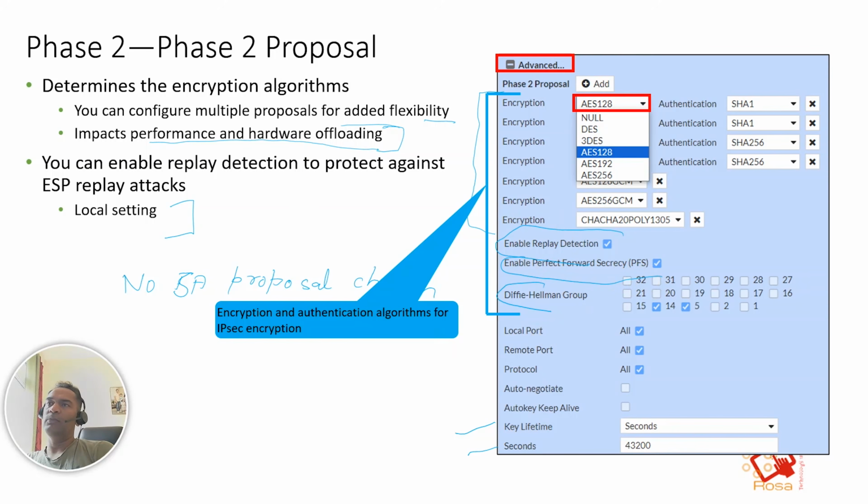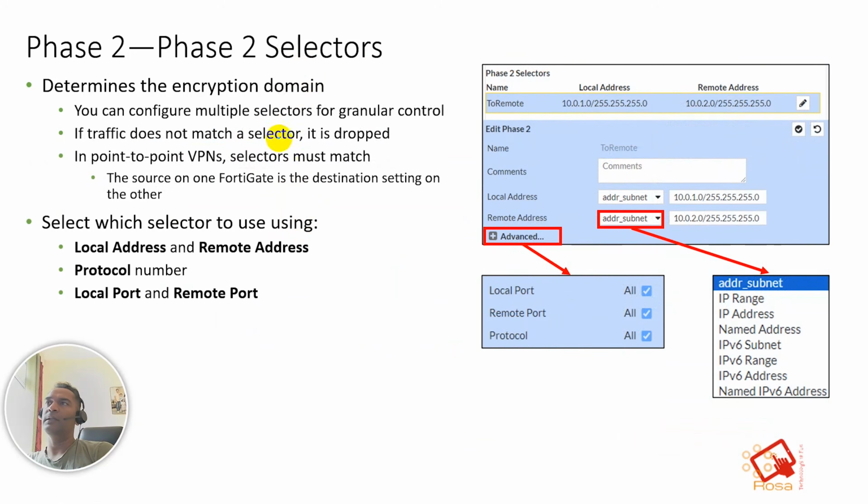Once you have done both phase 1 and phase 2, you have to select the subnets that are allowed, as in the manual configuration. This is all manual configuration. The phase 2 selector determines the encryption domain. Encryption domain means the subnet or the traffic that is allowed under the IPsec VPN. So we have to choose the local and remote addresses that need to be encrypted.